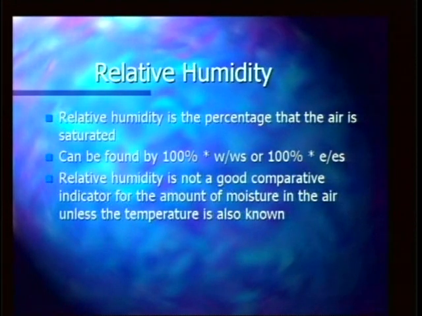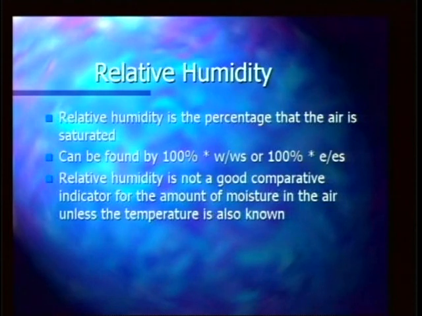It can be found by the following formula. You take the mixing ratio divided by the saturation mixing ratio, multiplied by 100%, or you can take the vapor pressure divided by the saturation vapor pressure and multiply by 100%. So two ways there to find the relative humidity. However, relative humidity is not a good comparative indicator for the amount of moisture in the air unless the temperature information is also known. Because if you know the relative humidity and the temperature, then you can figure out what the dew point value is, and then you could compare the air samples that way.